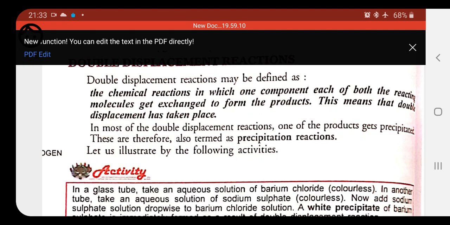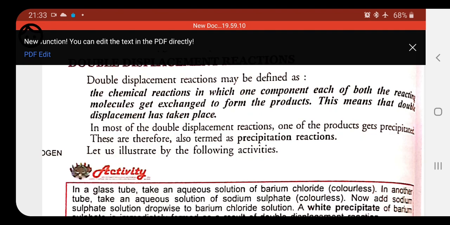We know that in a displacement reaction the more reactive element has the tendency to displace or replace the less reactive element from its compound and make a bond with the compound, and formation of a new product takes place. But in the double displacement reaction, the condition is that both the reactants should be in the solution form, because in the solution form they retain their ions, and in their ionic form they are going to exchange their ions with one another. That's why it is also called an ion exchange reaction.